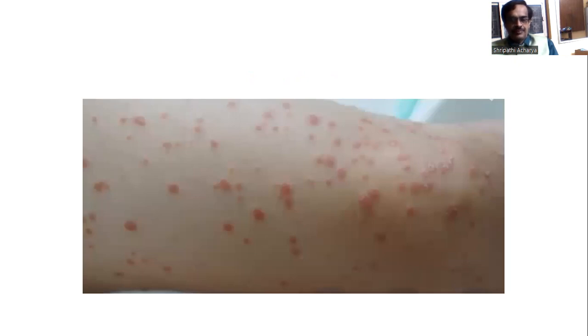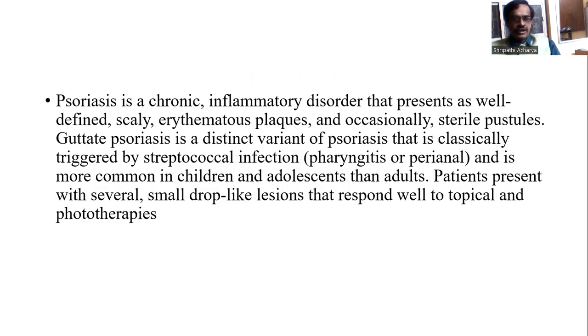This is a patient having guttate psoriasis. Psoriasis is a chronic inflammatory disorder that presents as well-defined scaly erythematous plaques and occasionally sterile pustules. Guttate psoriasis is a distinct variant that is classically triggered by streptococcal infection, such as pharyngitis or perinasal infection, and is more common in children and adolescents than adults. Patients present with several small drop-like lesions that respond well to topical therapy and phototherapy.